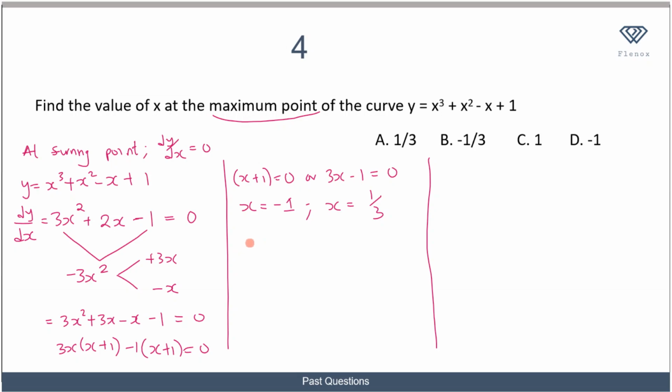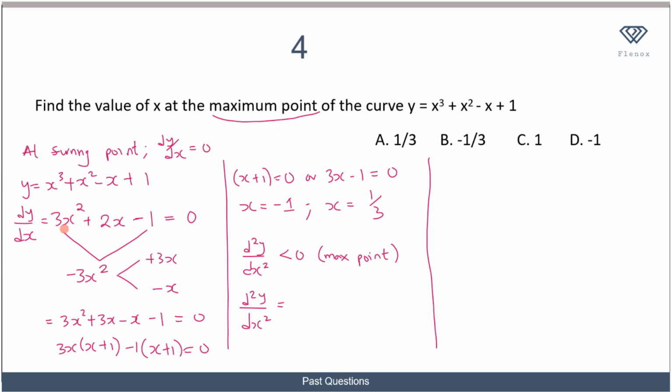So to find the maximum and minimum point, we find d squared y over dx squared. If it is less than 0, we know that it is what? It is a maximum point. And if it is greater than 0, we know it's a minimum point. So let's try to differentiate this function once again.